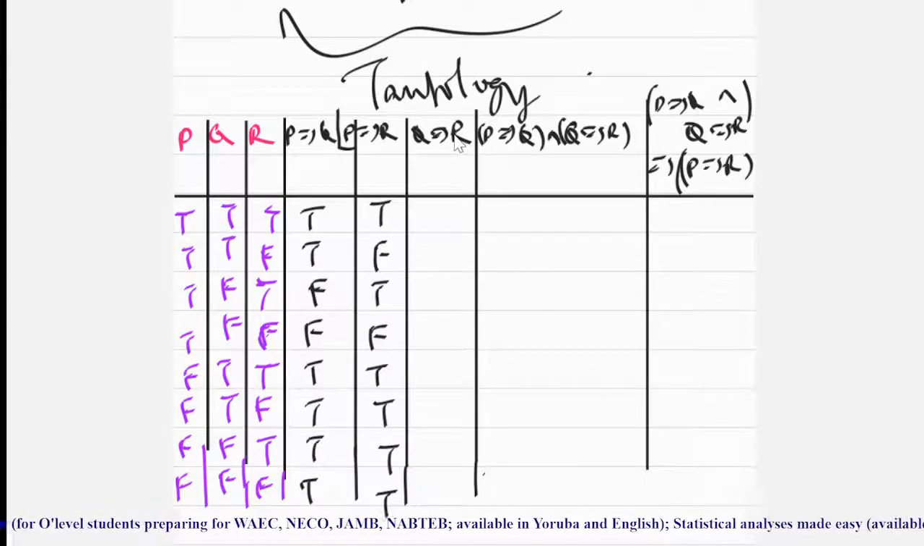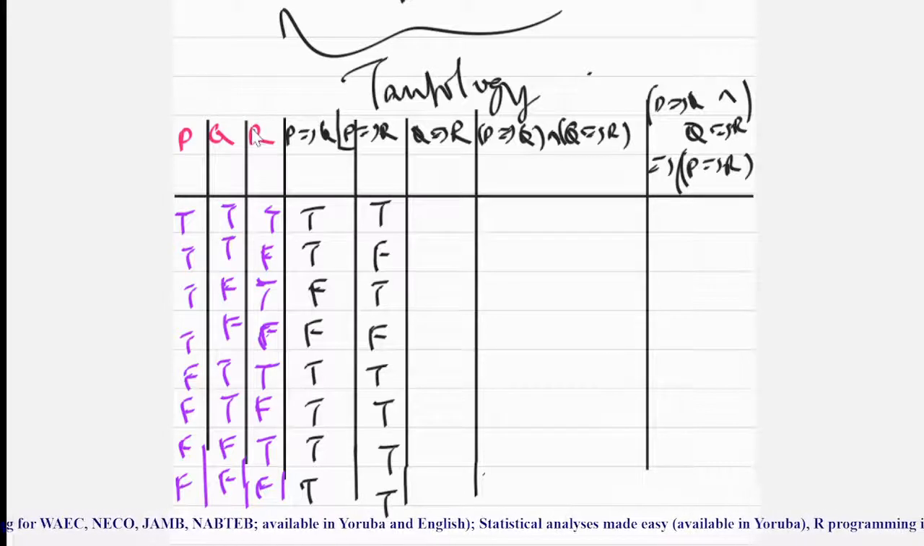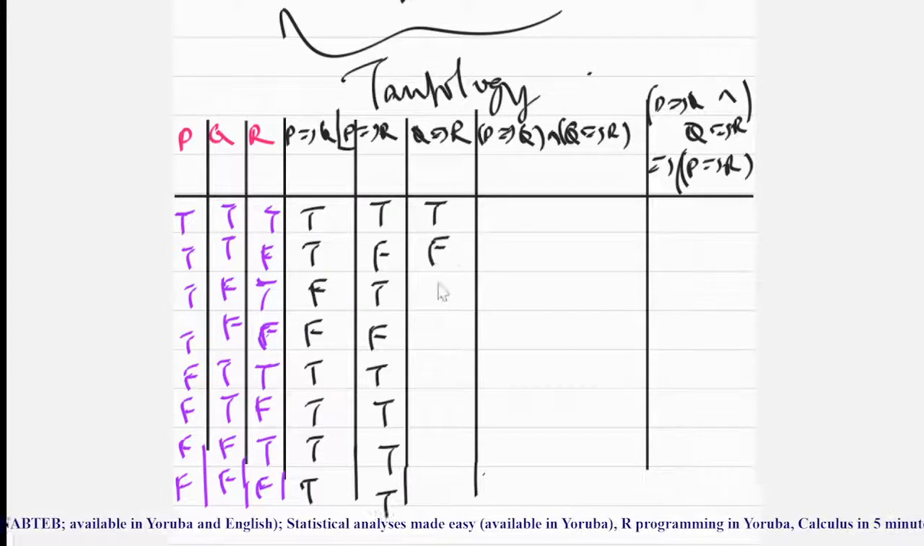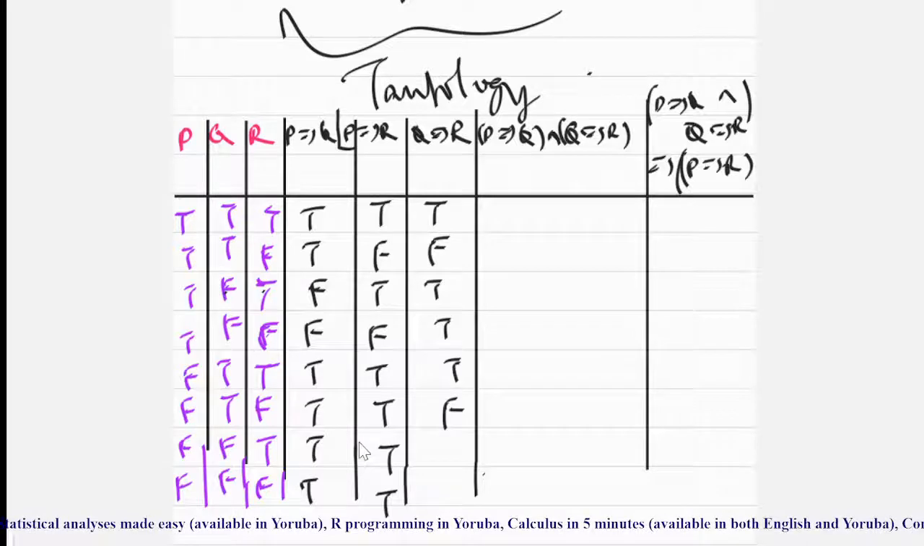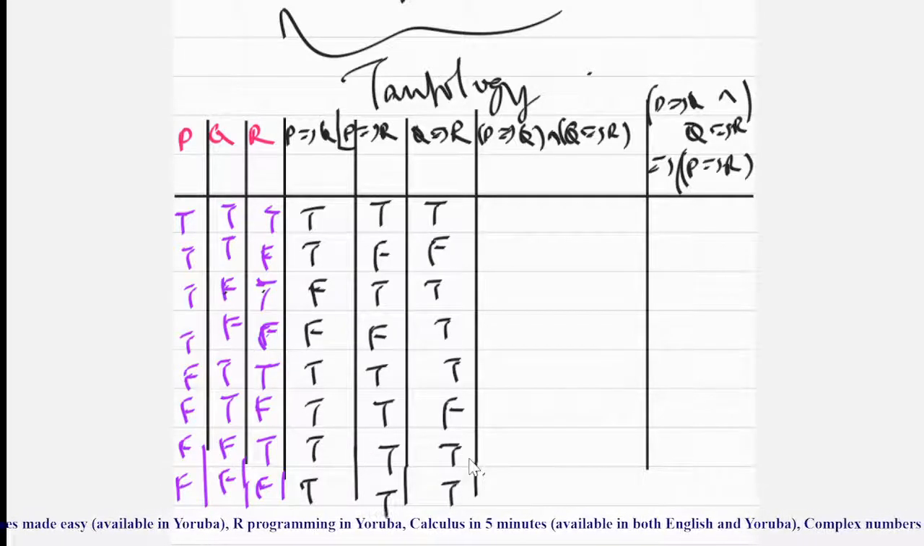Okay. Q implies R. This guy and this guy. The only time you are going to have false is when the first is true and the second is false. True, true, true, false, false, true, true, false, false, true, true, true, true, true, false, false, false, true, true, false, false, true. Then you are now going to marry this guy together.